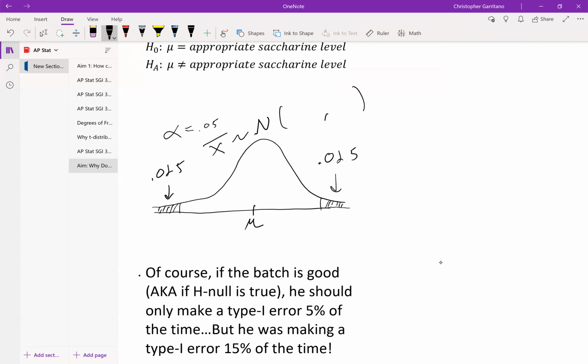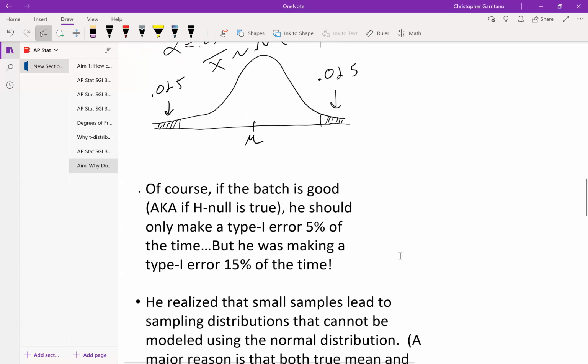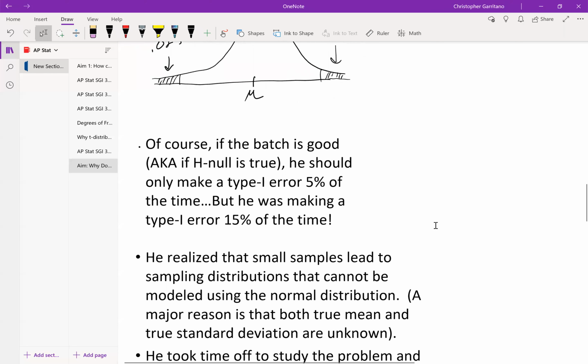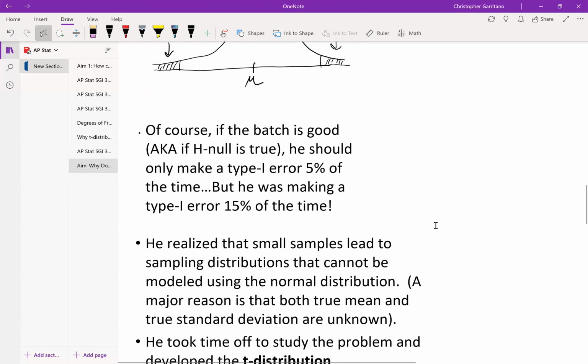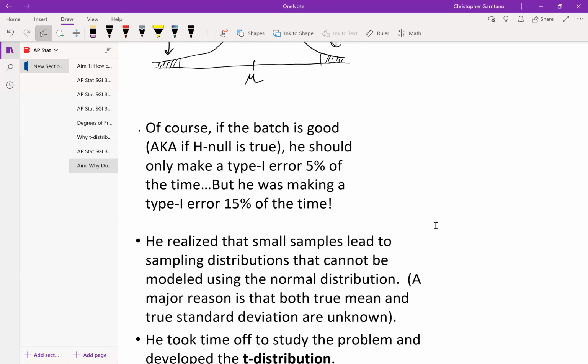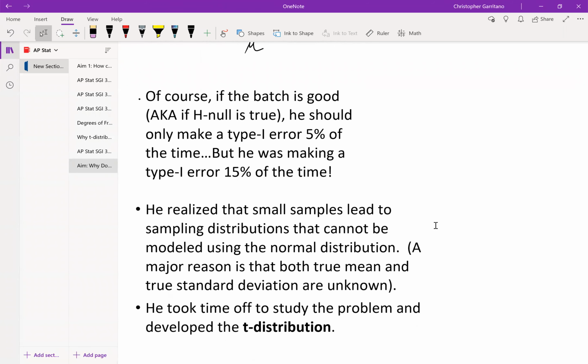But again, he noticed that this model was failing a lot more often than it should. It should only fail 5% of the time. It was failing 15% of the time. Okay, as this says. So what was going on? Well, he realized that due to the small samples, the sampling distributions that he was studying should not and could not be modeled using the normal model.